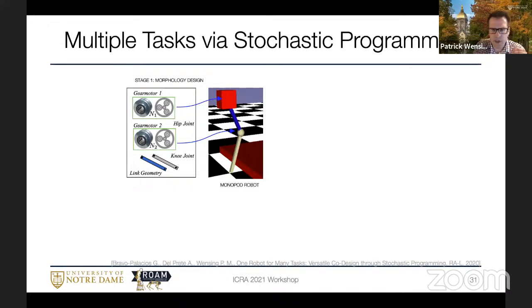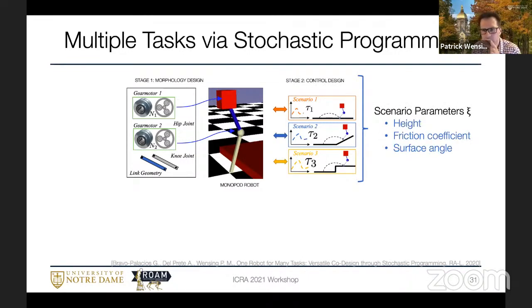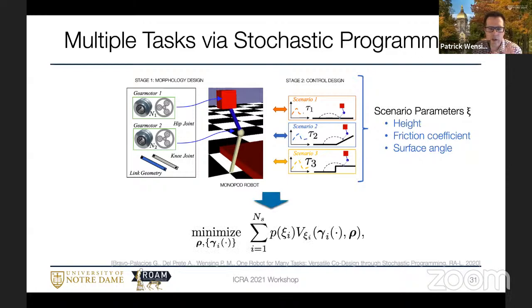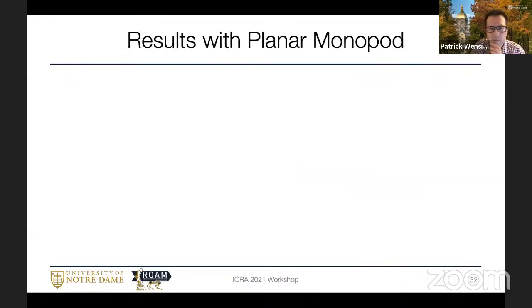After we make those decisions, we have subsequent decisions at another stage, where if the robot finds itself in a different scenario, it can use different control in each of those cases. So each of those cases is going to be parameterized by some scenarios. And our main idea here is that we don't just want to optimize the performance over one scenario. We want to optimize the expected value of the performance across all of these different scenarios. So here, this P is the probability of a given scenario. And here, this gamma is just a shorthand for state and control. So if we can solve this problem, which is essentially solving multiple trajectory optimization problems at once, it's going to put design pressure so that our robot is good at doing multiple things as opposed to just one thing.